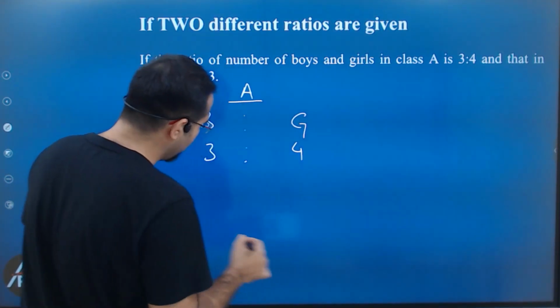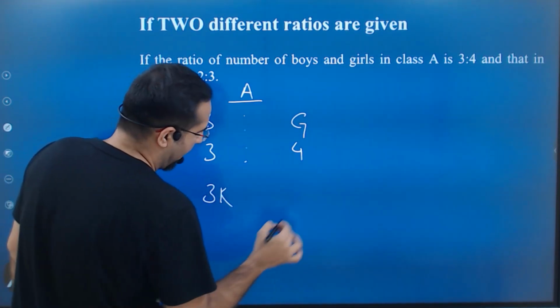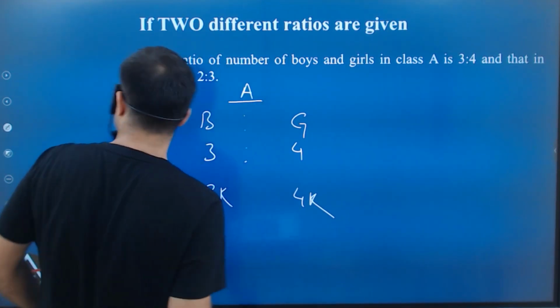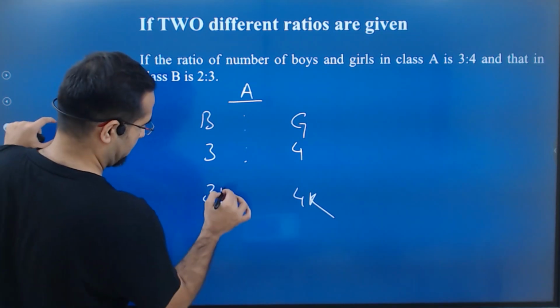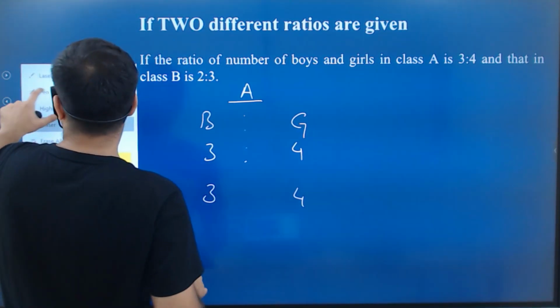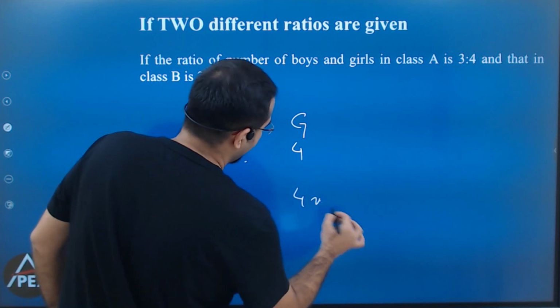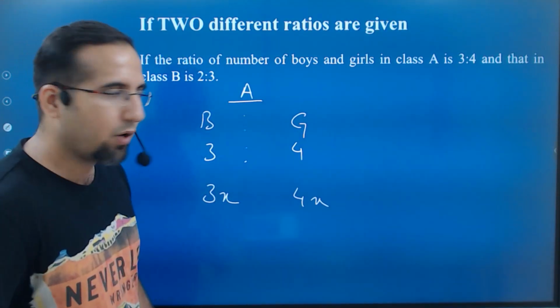Now, what do students do? They write 3k and 4k, or let us use a term called x here. So I might assume 3x and 4x. Is this correct? Perfectly correct. Now let's talk about class B.